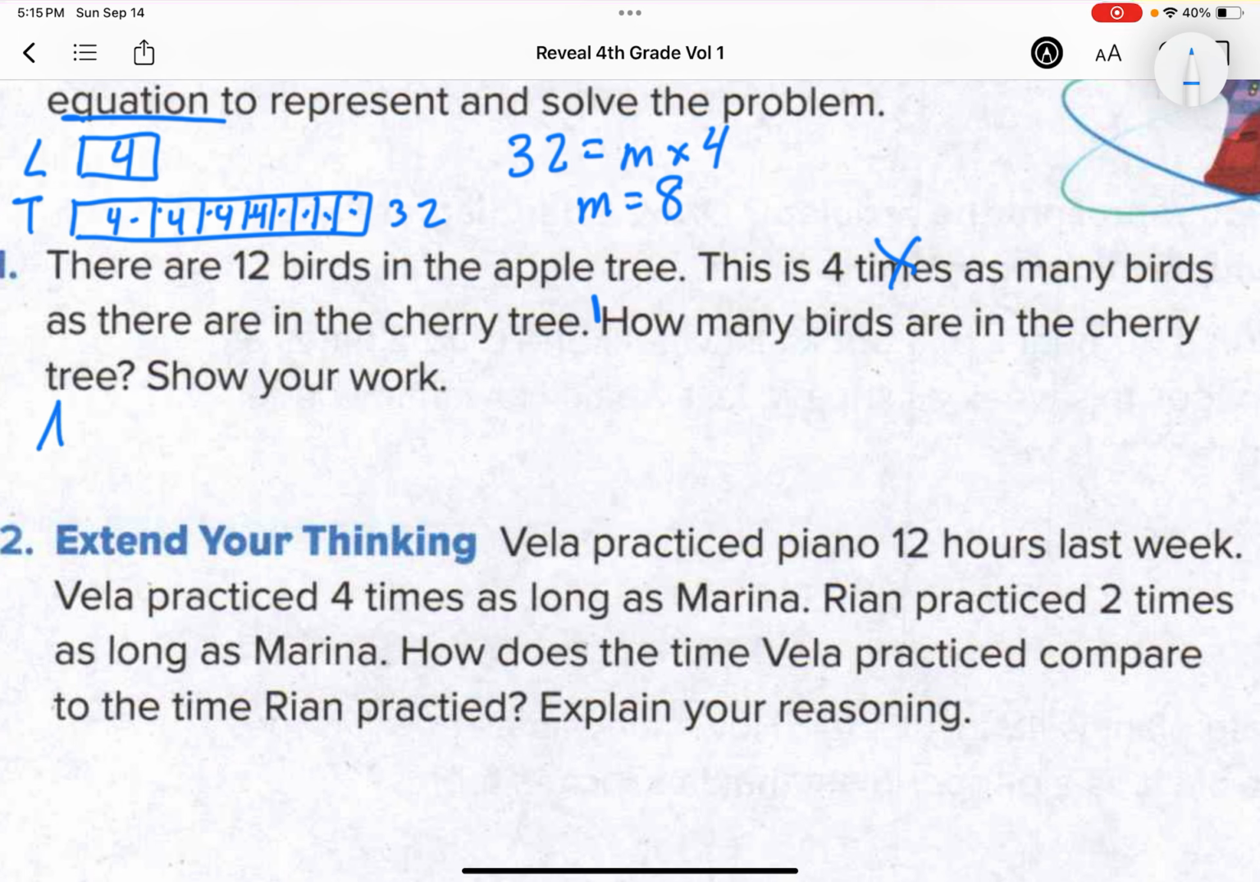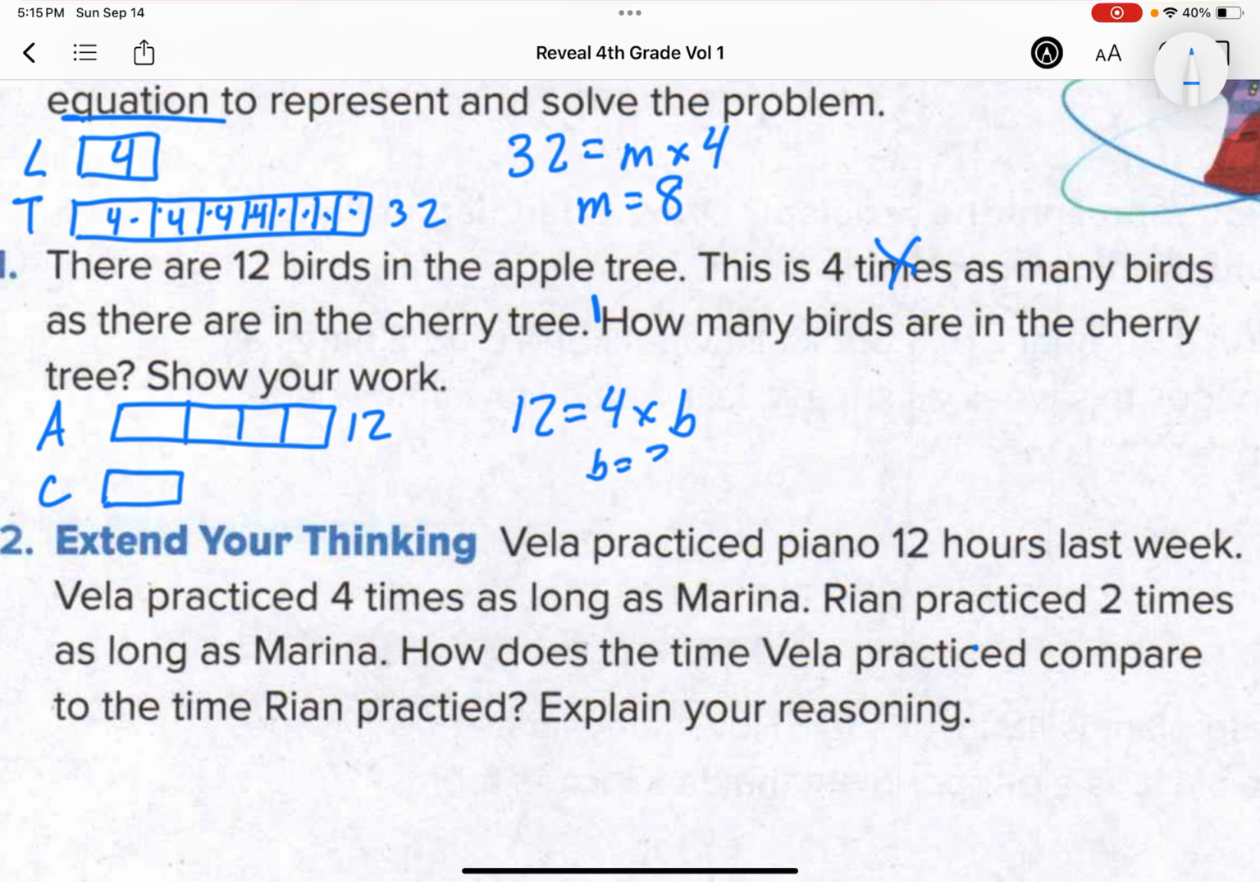Well, let's do A for apple for our bar diagram. It says there are 12 birds. So this whole thing is 12. It says this is 4 times as many birds as there are on the cherry tree. So 4 times as many means there's 4 boxes. It's broken up into 4. So how big would one box be? Well, 12 equals 4 times our mystery. I'm going to put B for birds. So this would have to be 3. Each box equals 3. 3, 6, 9, 12. So in our cherry tree, there are only 3 birds.